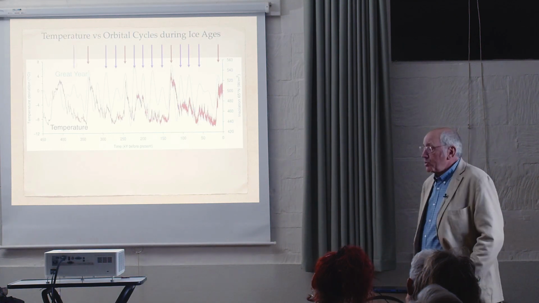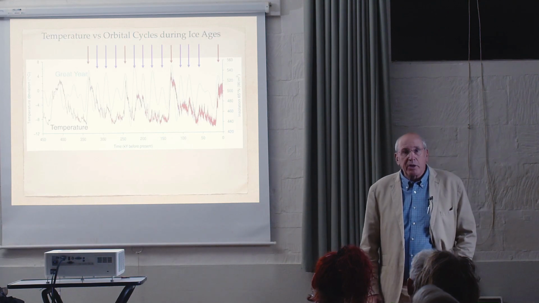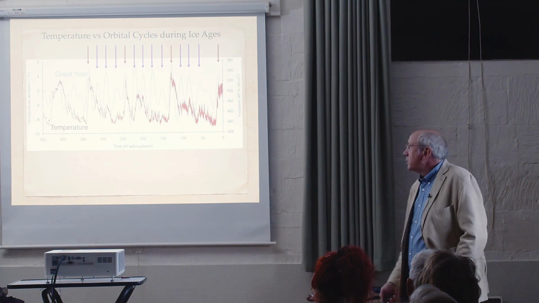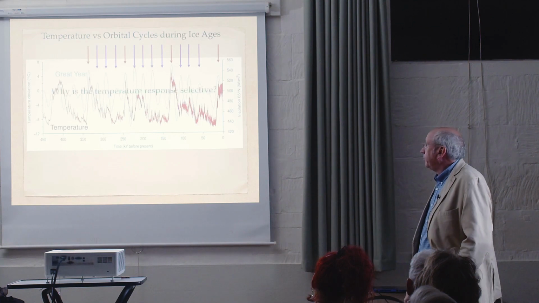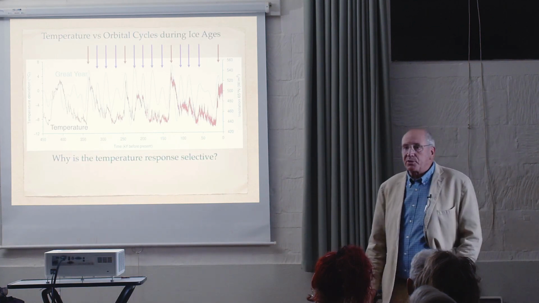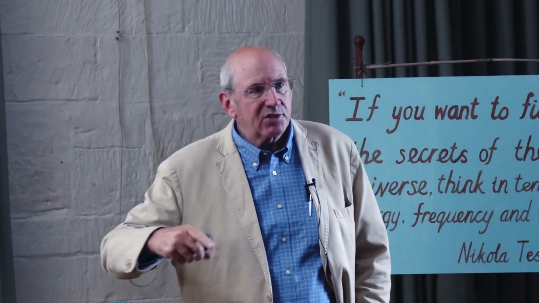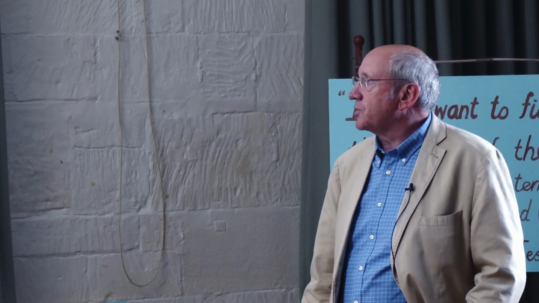Loads of them. In fact, most of them don't provide any warming. Only one or two of them do. So that is a real problem. Why is the temperature response selective? How can you get a selective response to a standard orbital cycle?